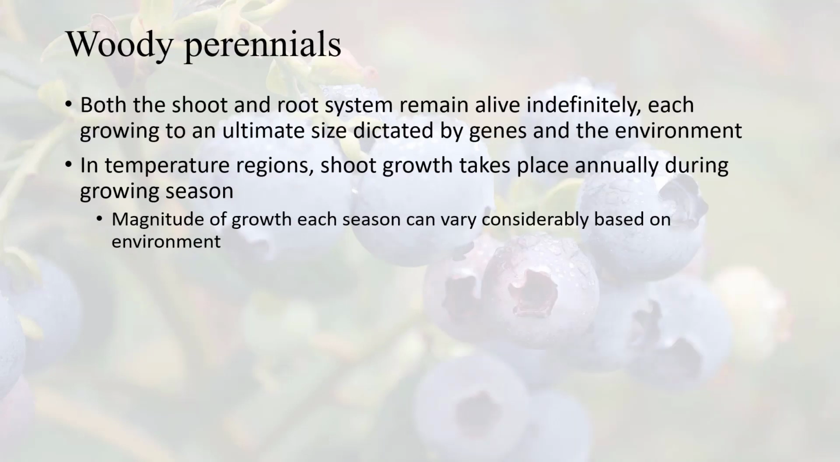Now we also have our woody perennials, right? Typically in our woody perennials, both the shoot and the root system will remain alive indefinitely. Think of your trees or shrubs that you find around here. Now there may be some deaths or deterioration, which we refer to as senescence of tissues, right? Think of the deciduous trees that their leaves die and fall each year, but by and large, the root and the shoot system is going to remain alive.